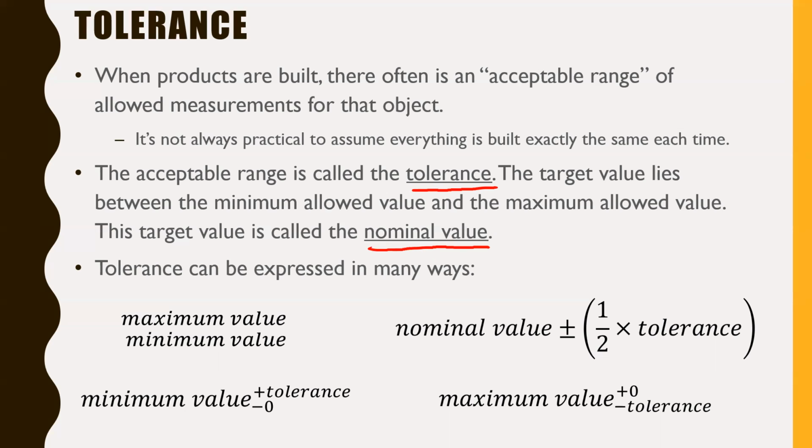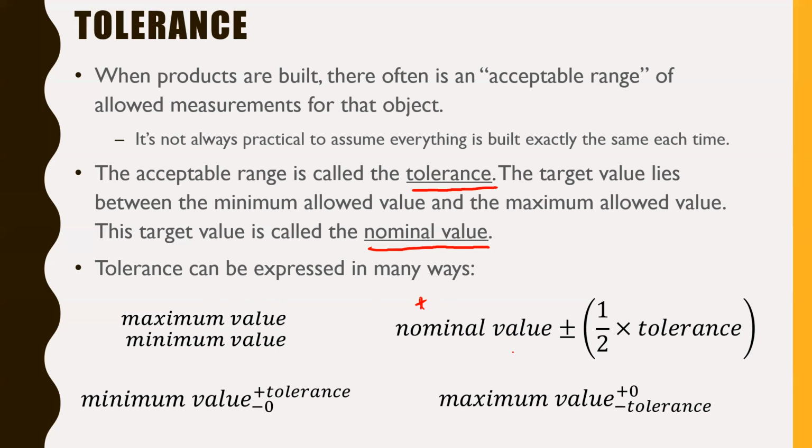Now, tolerance can be expressed in many ways. You can just say the tolerance equals whatever. That's the obvious way of putting it. But there are 4 other ways this is often communicated. One of which is just to list the maximum value over the minimum value. The tolerance is just the difference between the two, but if you say we have a maximum of this and a minimum of this, that expresses the tolerance right there.